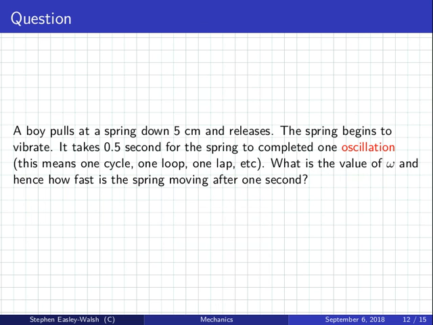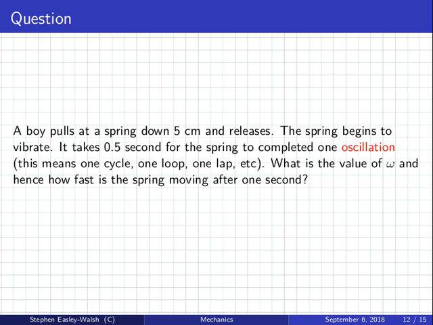Alright. So finally, after all that, we're ready to look at some questions. So, a boy pulls a spring, he pulls it down 5 centimeters and lets go. The spring oscillates. Okay. Right, what is that 5 centimeters? Which letter is that? So have a look at all the formulas. Which letter represents that 5 centimeters? Amplitude. Amplitude, the big A.